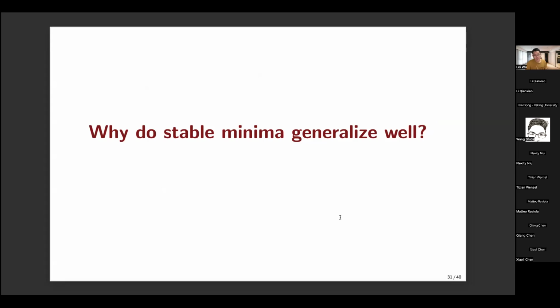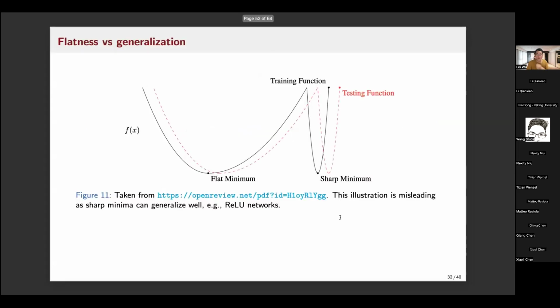So the next question is why stable minima generalize well. Because we already showed stable minima are flat, essentially the question is why flat minima generalize well. The popular explanation in the community is given by this illustration figure.